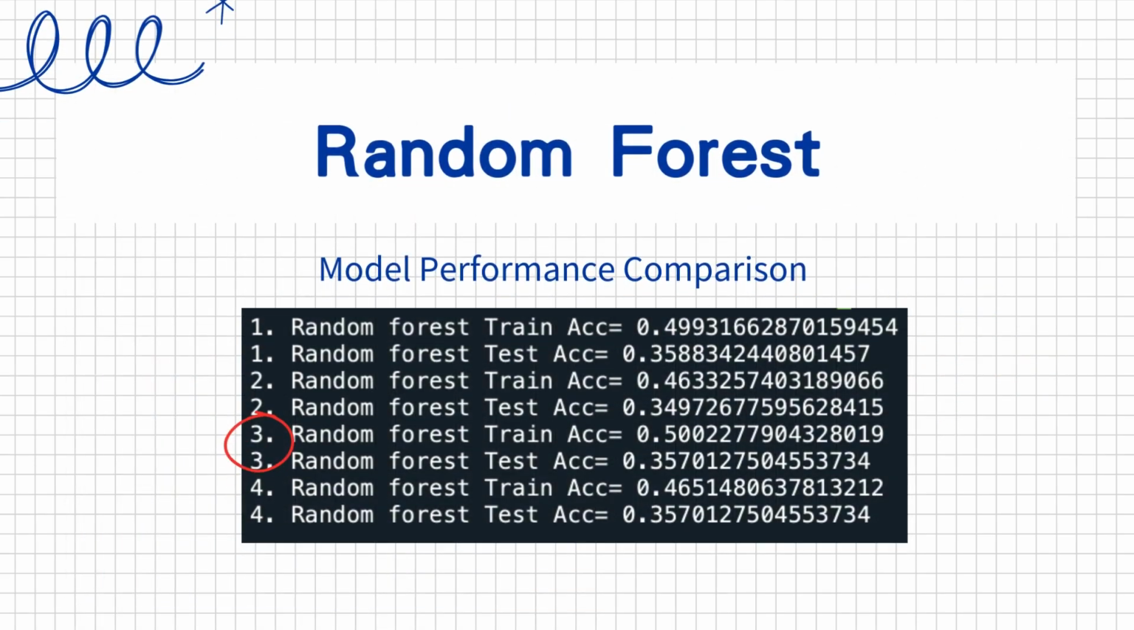The model performance comparison highlights the training and testing accuracy of different random forest configurations. The third configuration with n estimators equal to 100 and max depth equal to 8 achieved the best balance between training accuracy of 50.02% and a test accuracy of 35.70%, which indicates its suitability for the dataset.